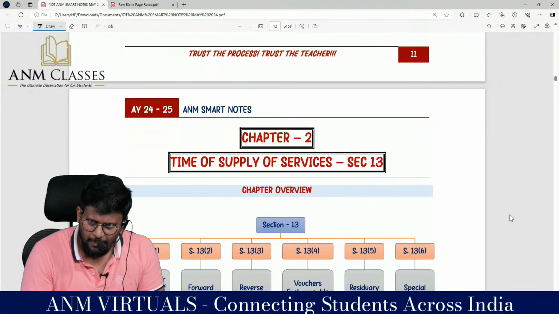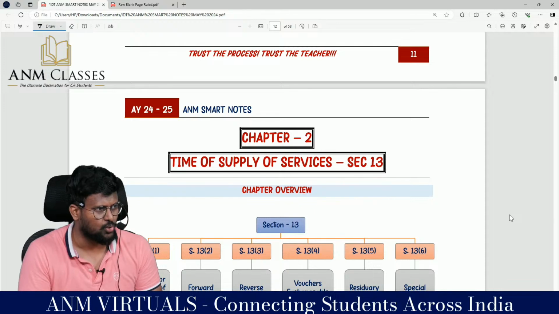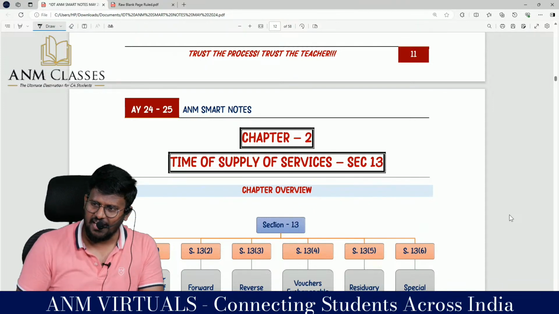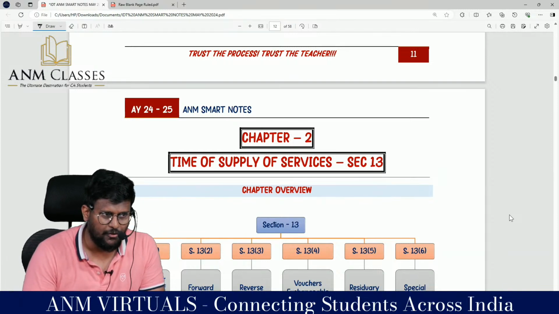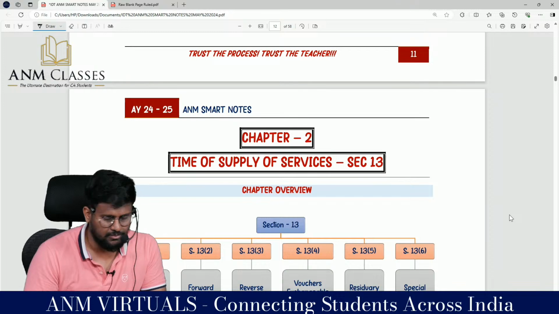Yes, sir. Time of supply is classified into 3 categories: section 12, section 13, section 14. Section 12 is time of supply of goods. Section 12 is classified into how many categories? 6 categories: 12.1, 12.2, 12.3, 12.4, 12.5, 12.6. 12.1: liability for payment of tax arises at time of supply. 12.2. 12.3: reverse charge. 12.4: vouchers exchangeable for goods. 12.5, 12.6. Right, man.